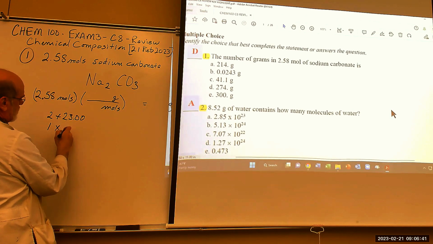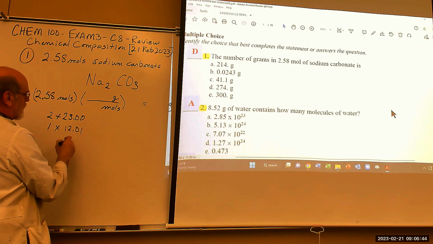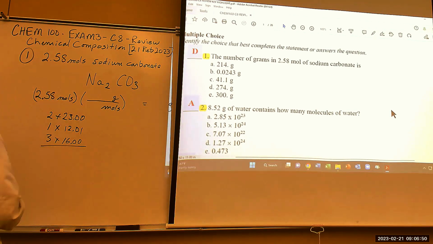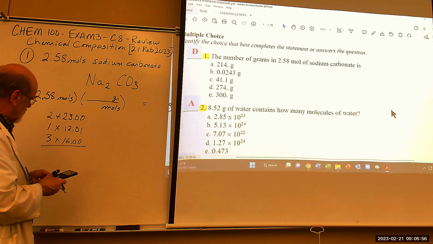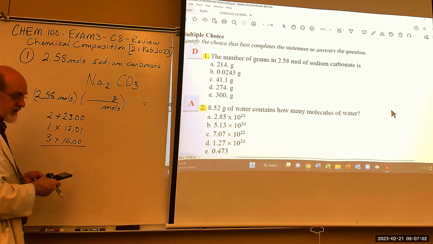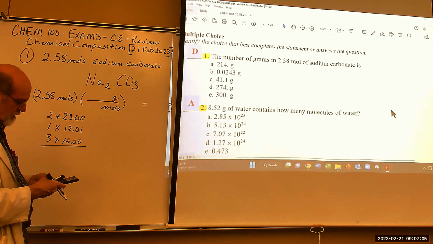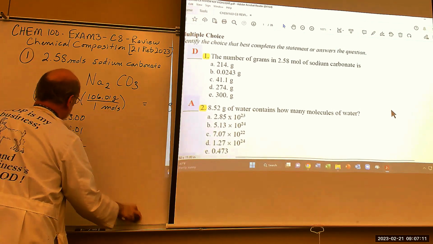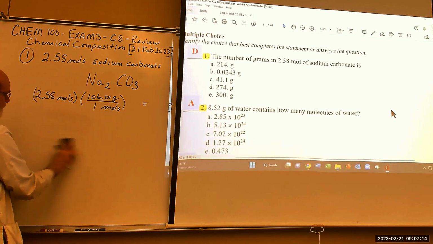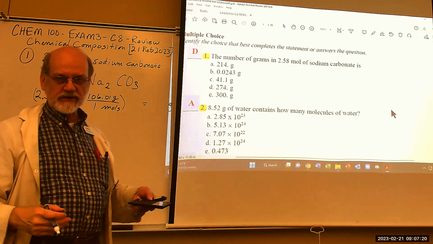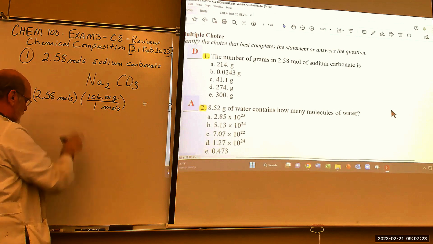There's 1 carbon, 12.01, and there are 3 oxygens. Right. So if we do that math, we have 46 for that one, then add 12.01 for the carbon, then add 3 times 16, which is 48. It's 106.01, 106.01 grams per mole. So thinking's done. From here on in, it's number crunching. So you just take that value times 2.58.